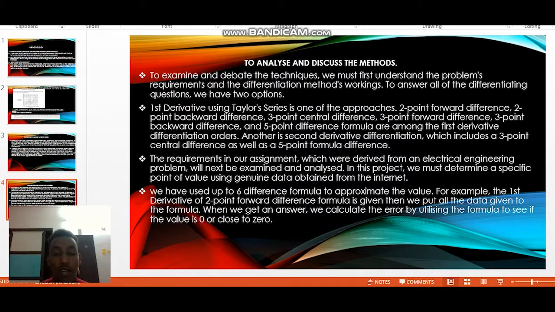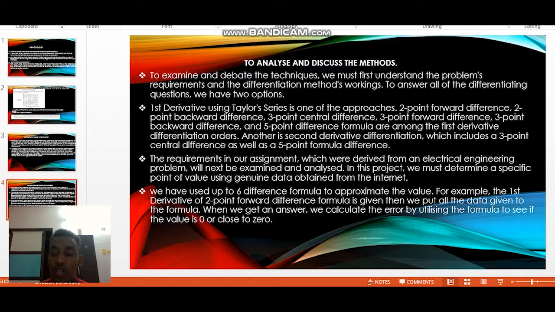The requirements in our assignment, which were derived from an electrical engineering problem, will next be examined and analyzed. In this project, we must determine a specific point of value using genuine data obtained from the internet. We have used up to 6 different formulas to approximate the value. For example, the first derivative of the two point forward difference formula is given there.